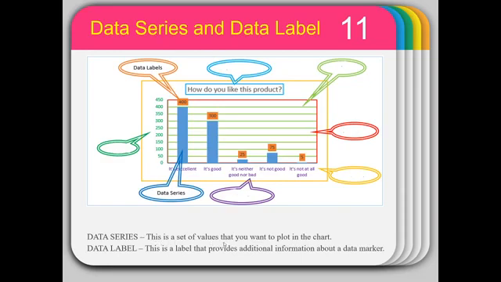Data series is a set of values that you want to plot in the chart. Like this is data series. And data label is a label that provides additional information about a data marker. As in here, students, this third opinion, suppose there is only the data series plotted, we don't know what it is exactly. Somewhere between 0 to 50. At that time data label helps us to depict the exact value.